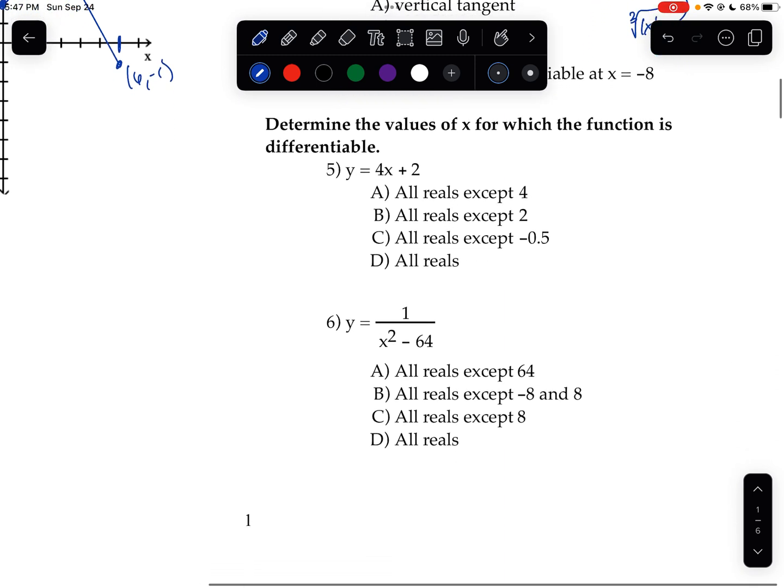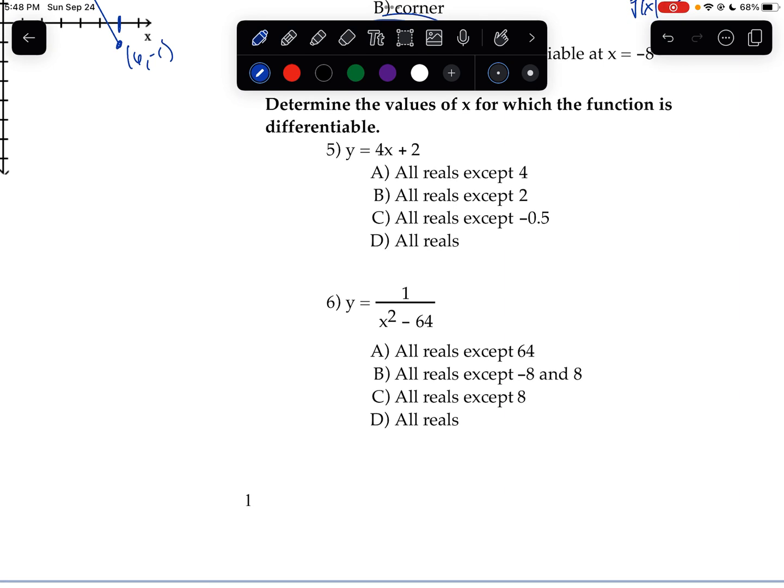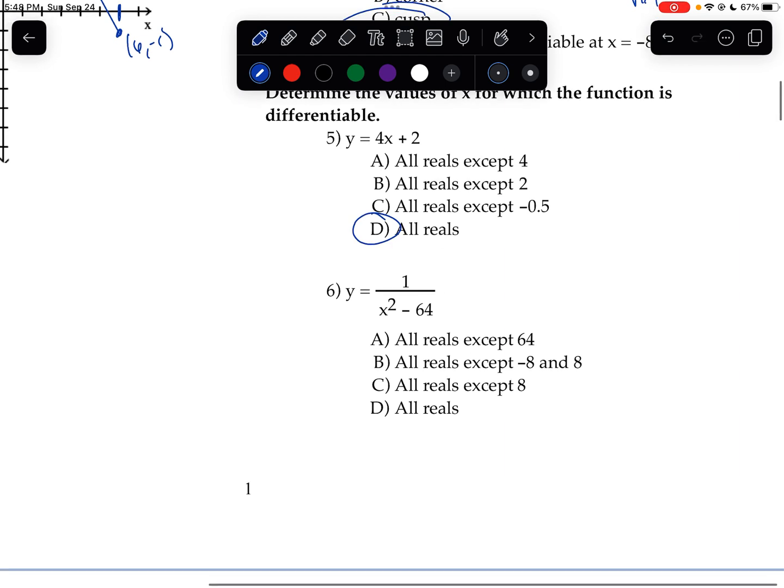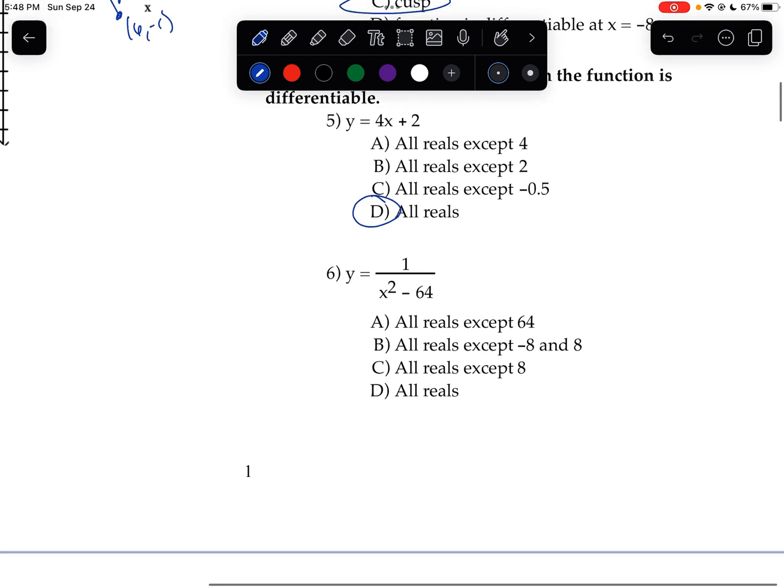Determine the values of x for which the function is differentiable. So this is a linear function, and a linear function has no point at which it is not differentiable. There's no corners, there's no cusps, there's no vertical tangents, there's no discontinuities, so therefore it would be differentiable for all real values of x.